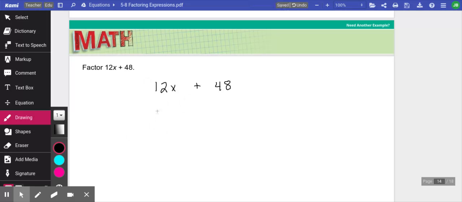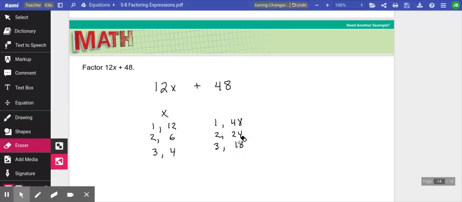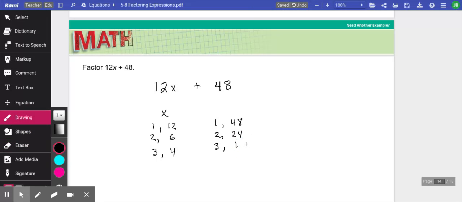So I'm going to write the factors of 12x. So we have x, 1 and 12, 2 and 6, 3 and 4. For 48, we have 1 and 48, 2 and 24, 3 and 16, 4 and 12, and we also have 6 and 8.